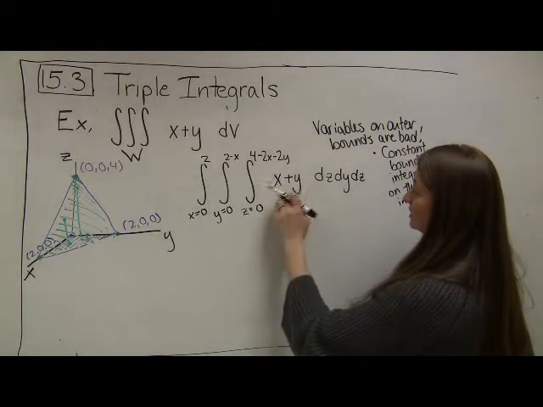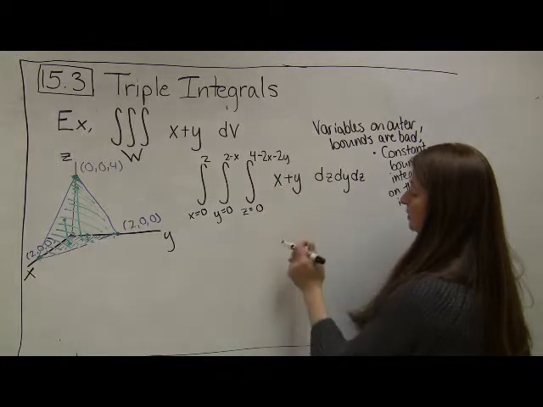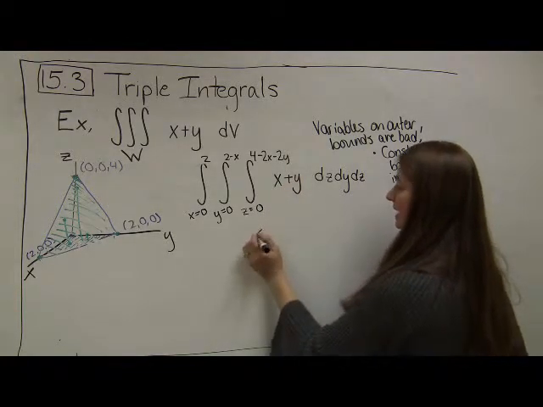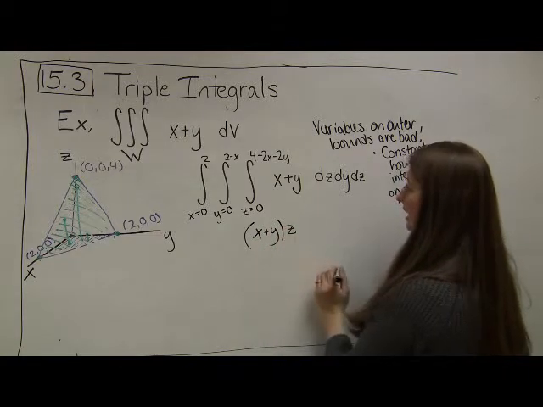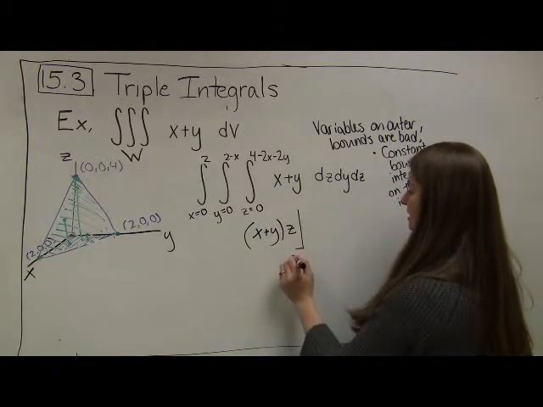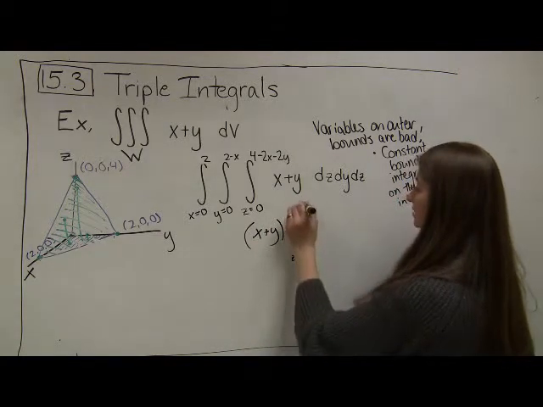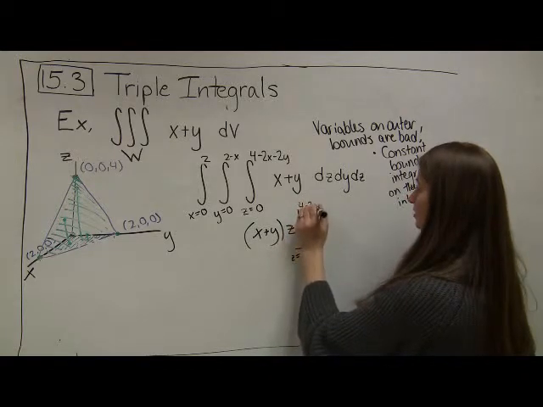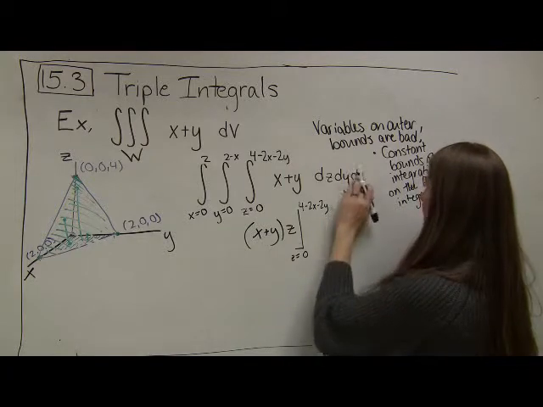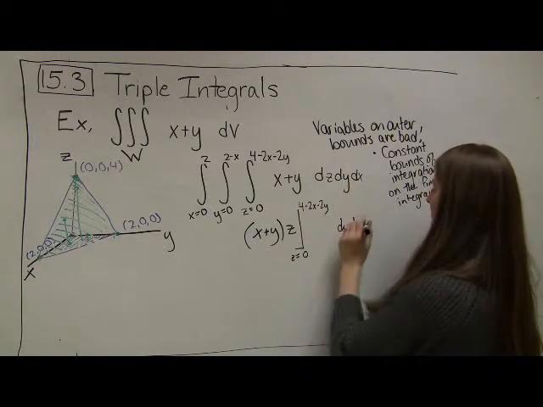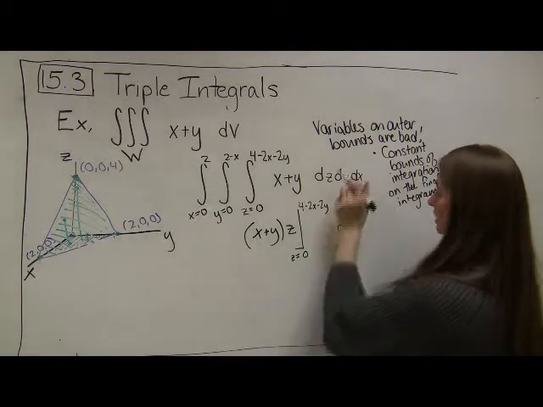I can think of this just as a constant. So I'm going to multiply this by z, and I get x plus y times z. And I'm going to evaluate it from z equals 0 up until z equals this messy thing, 4 minus 2x minus 2y. Whoops, I didn't change this integrand, dx, because it has to match the outermost x's.